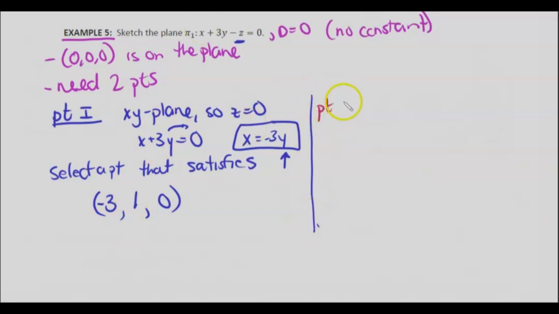And now for point 2, we can do the same thing, but let's do the xz plane. Okay, so in this case, y equals 0.